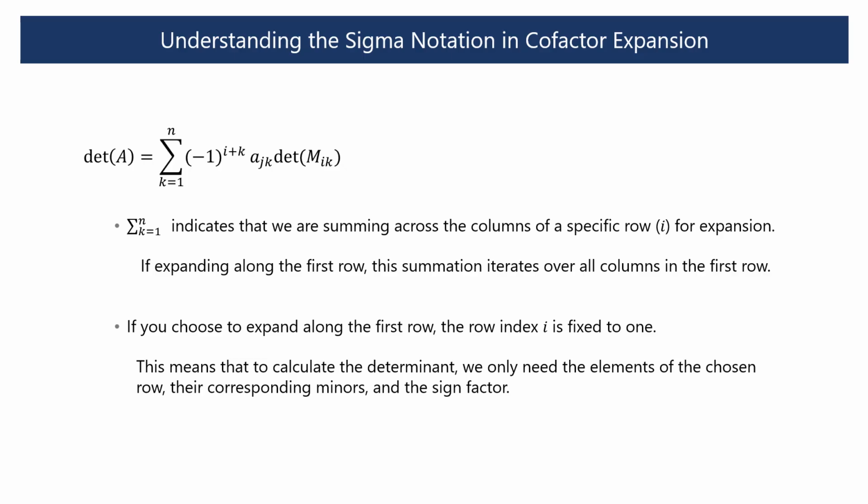Let's focus on the general formula of cofactor expansion. The sigma notation indicates that we are summing across the columns of a specific row for expansion. For example, if expanding along the first row, this summation iterates over all columns in the first row. If you choose to expand along the first row, the row index i is fixed to 1. This means that to calculate the determinant, we only need the elements of the chosen row, their corresponding minors, and the sign factor.